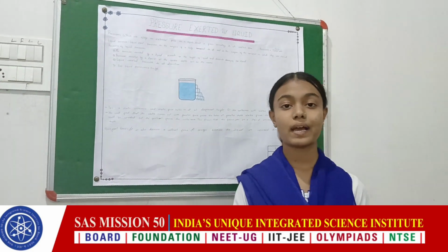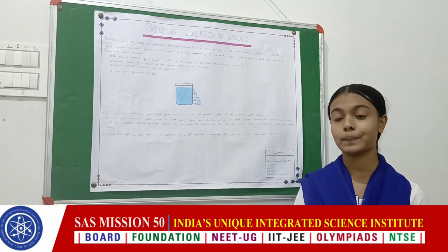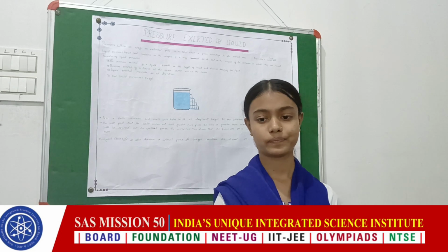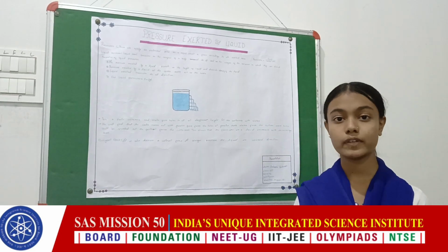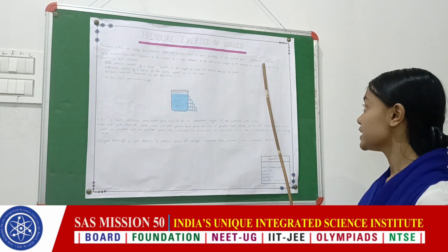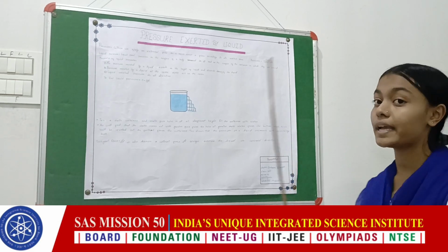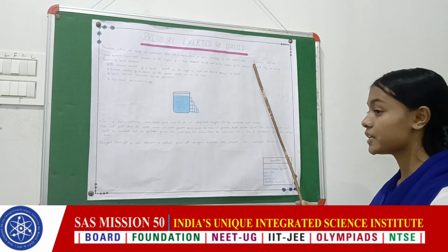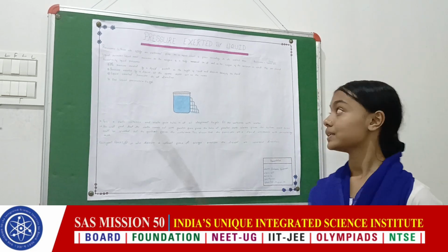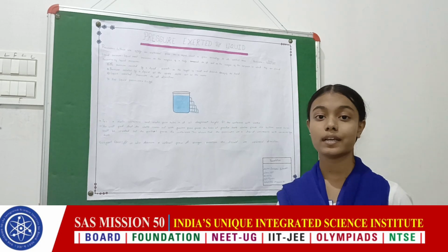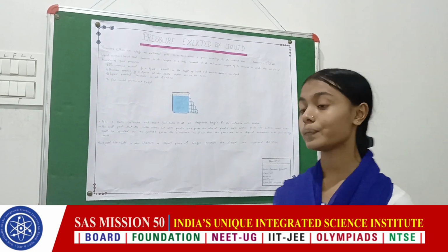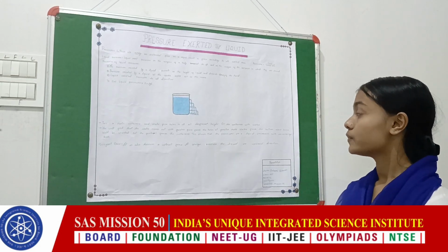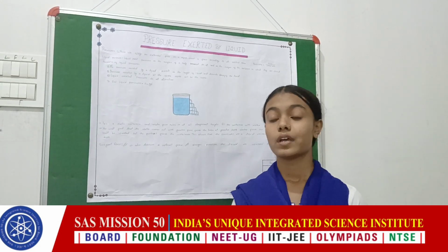Pressure. When we apply an external force to an object, then the object also exerts a force, which is known as pressure. To find the pressure of an object, we have to use this formula: pressure is equal to force by contact area. If the contact area decreases, then the pressure increases, and if the contact area increases, then the pressure decreases.